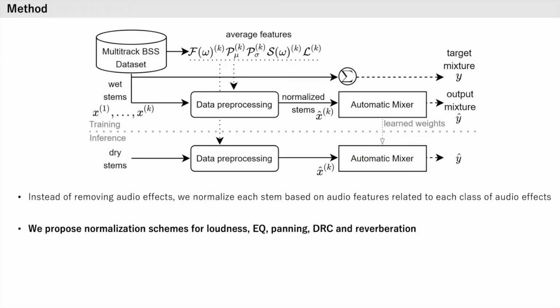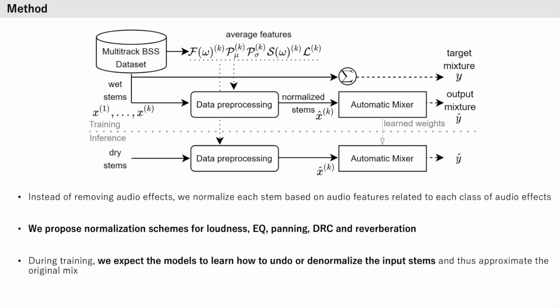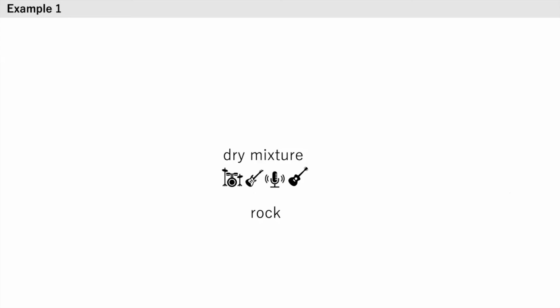We propose a normalization scheme for loudness, EQ, panning, compression, and reverberation. And during training, we expect the models to learn how to undo or denormalize the input stems and thus approximate the original mix. Let's listen to some examples with real dry multitrack data.